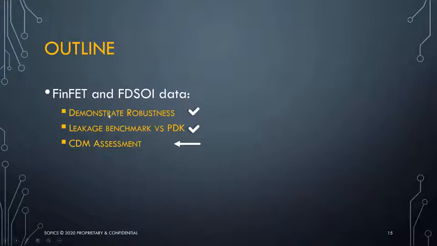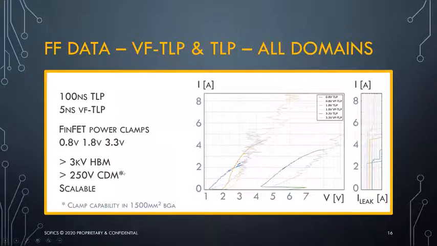Now that I have talked about the robustness and the leakage, let's have a look at the CDM assessment. This is TLP and VFTLP data for FinFET technologies, all domains. So I'm showing you the results for 0.8, 1.8, and 3.3 volts. The thicker lines are the classic TLP curves. The thinner lines are the VFTLP curves. Their leakage evolution is shown here on the right side.